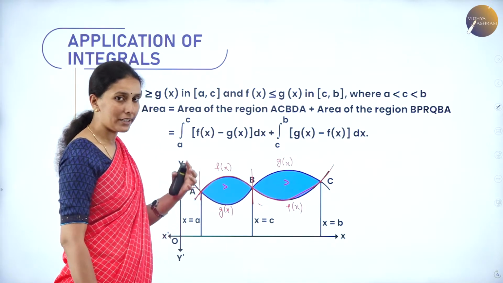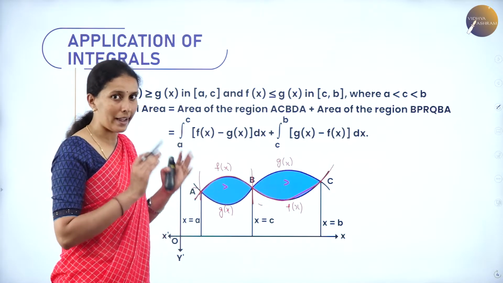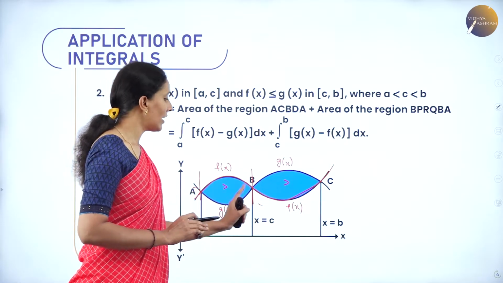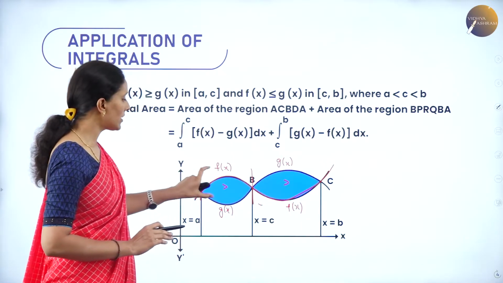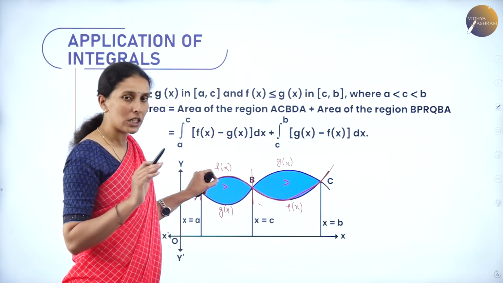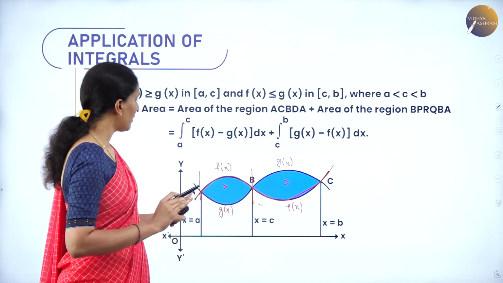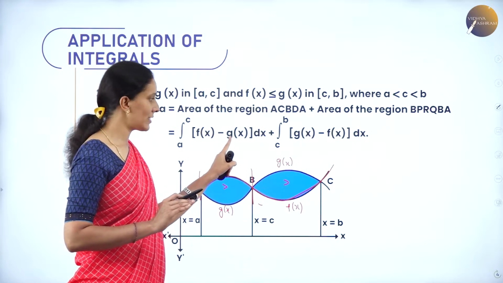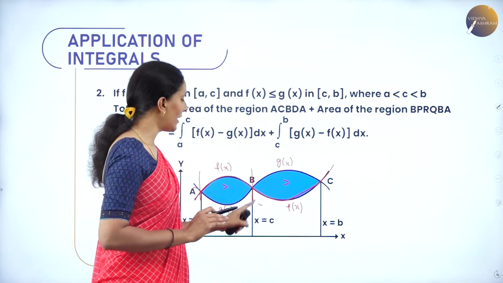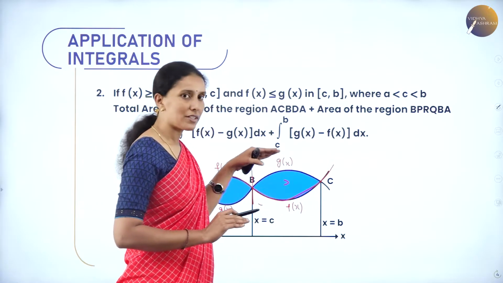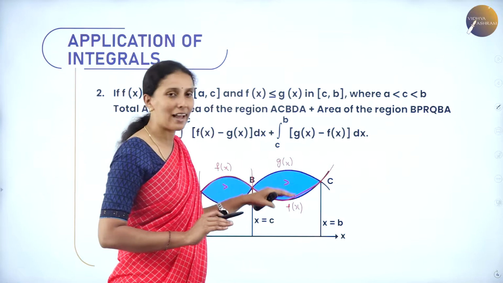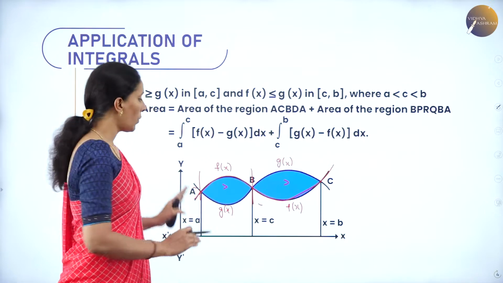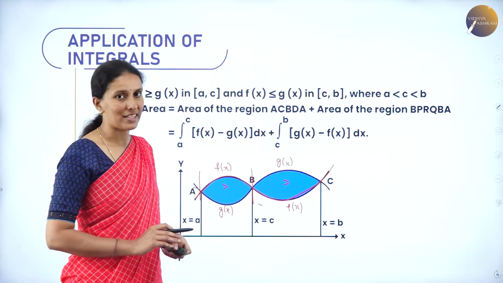So I will divide the interval, or I will find the total area by integrating the area from a to c and area from c to b. And we know that since the area between the curves is written in the form of f of x minus g of x, for the first interval, we will take integral from a to c, f of x minus g of x dx. And for the second interval, we will take integral from c to b, g of x minus f of x, because g of x is greater than f of x. So using this method and dividing the interval, we can find the total area bounded by this region.